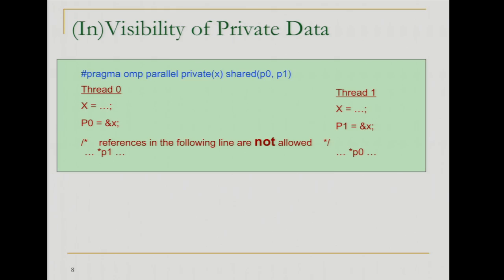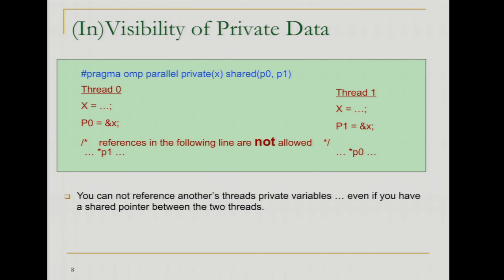Just a very quick comment. There are a few programming models that have different ideas about this, but you are not supposed to be able to access the private data through tricks either. You're not allowed to use a pointer to try and access another thread's private data. Don't do it.